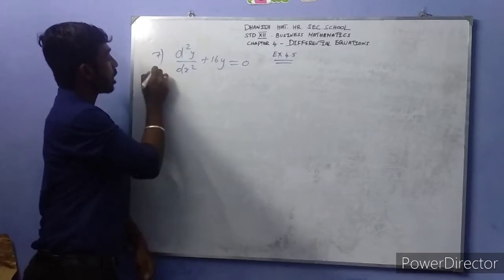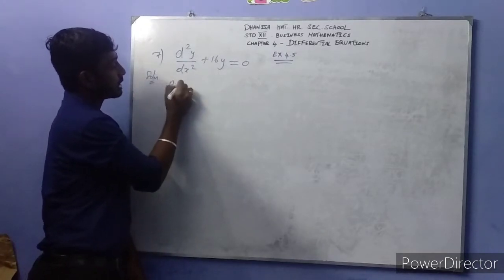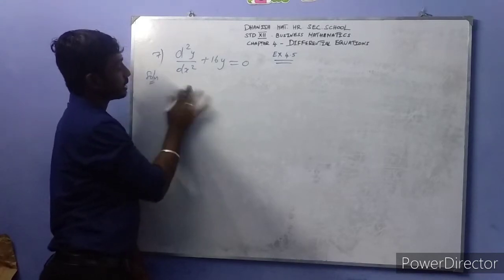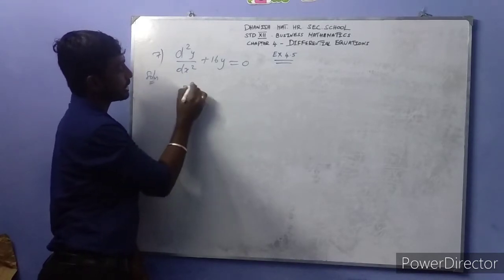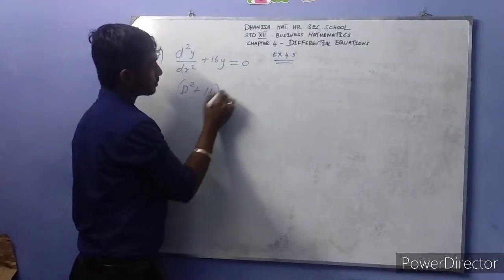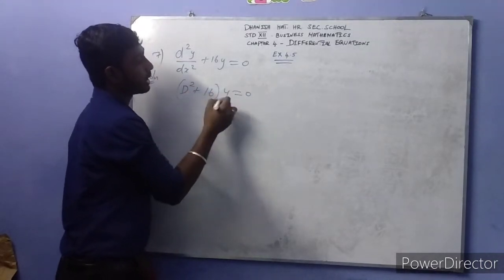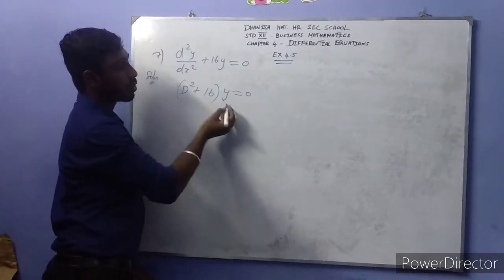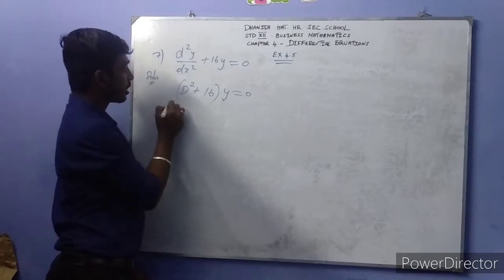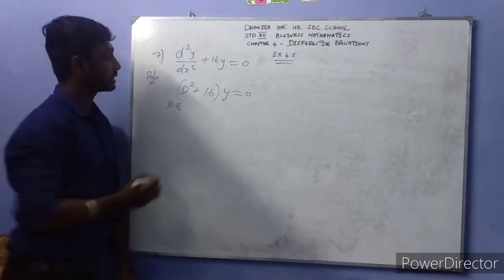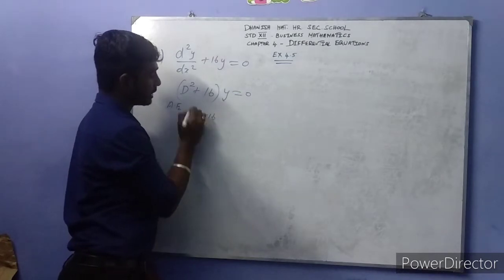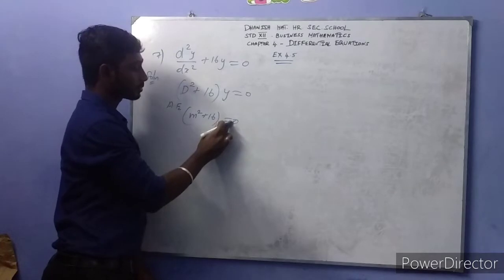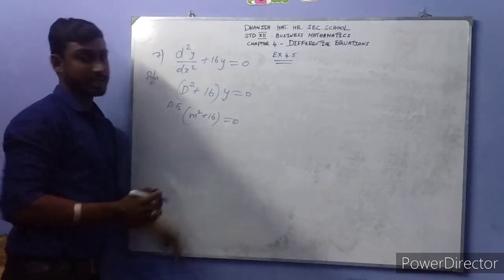First we have to change it into the auxiliary equation, that is AE. First we have to change into the differential operator form, that will be D square plus 16, with y taken common from this equation. So listen here, D square plus 16 y equal to 0. Now we change into the auxiliary equation, that is m square plus 16 equal to 0. This y will be neglected here. So remember, m square plus 16 equal to 0.